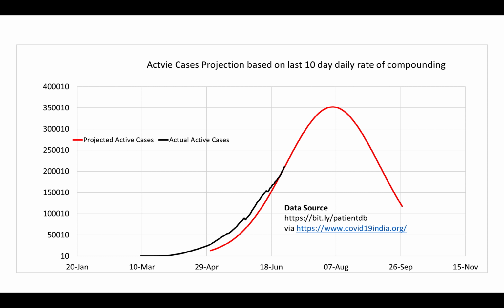The black line is the actual active cases. The projected active cases in the future is shown. Of course, the backward projection is also shown. I mean, it's not a big deal. I don't want to worry too much into it.